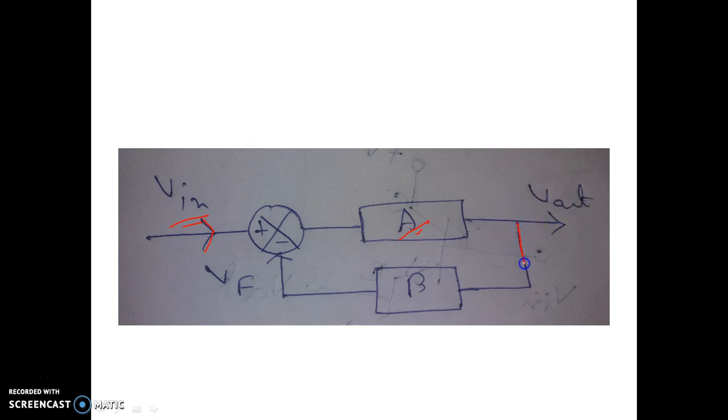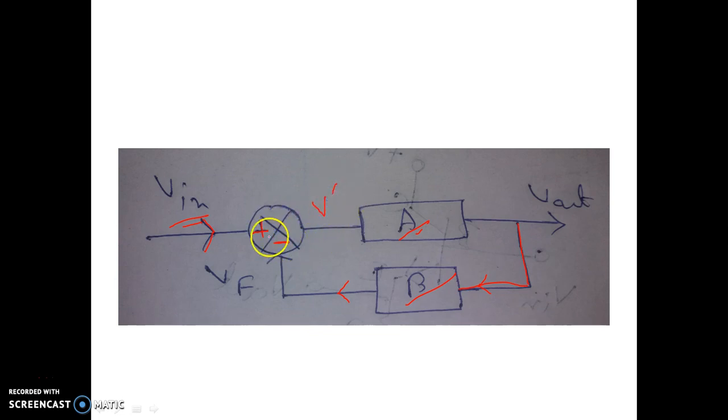Some portion of the output voltage is sampled, and it is the input of the feedback network whose gain factor is beta, and the output of the feedback network is VF, that is the feedback voltage, which is subtracted from the original input voltage. Suppose let us consider the output voltage of this differential amplifier is V dash.